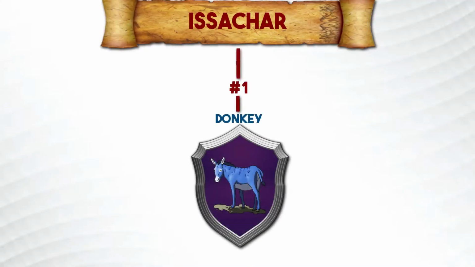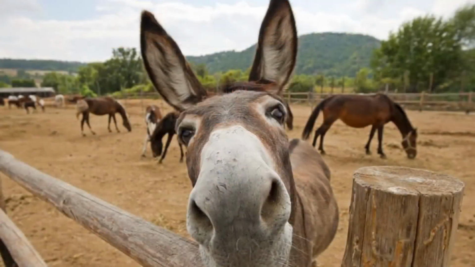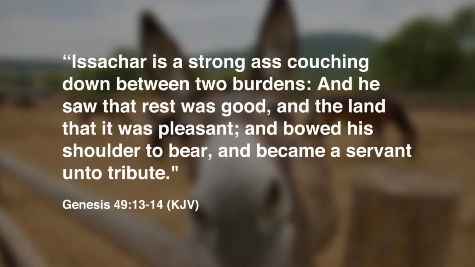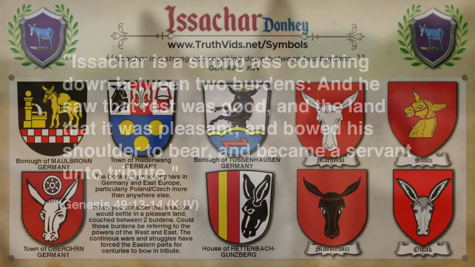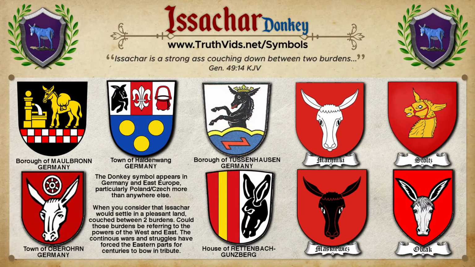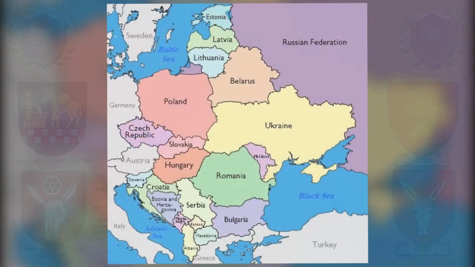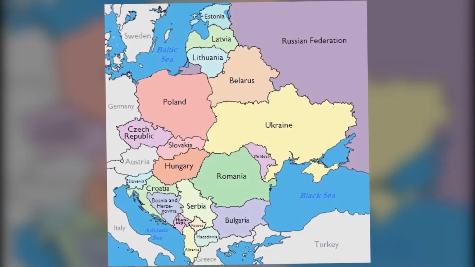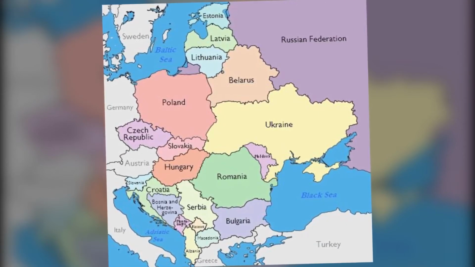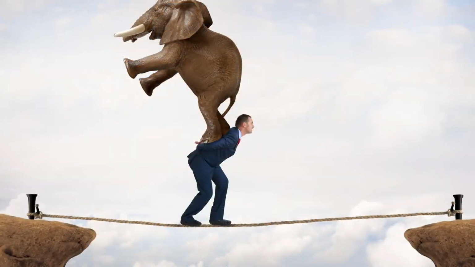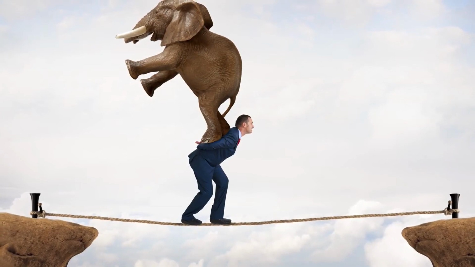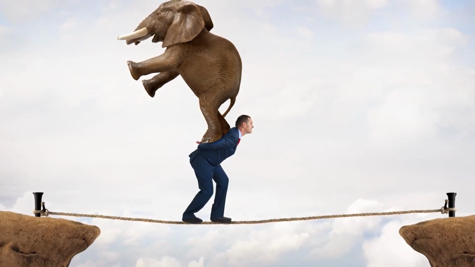So Issachar, he had but one symbol, the donkey. This was the prophecy that Issachar would find a pleasant land and settle there, but it would be between two burdens and he would be forced to submit like a donkey. Interestingly, the donkey symbol appears mostly throughout Germany and the East European countries, for surnames mostly Polish ones, and for prophecies considering that these lands are in between the powers of the West, i.e. Europe, and East, i.e. Russia. Does it not fit perfectly that these lands are couching down between two huge burdens?